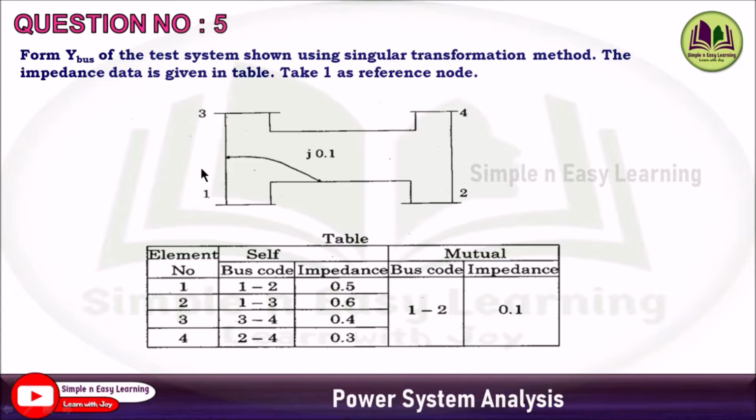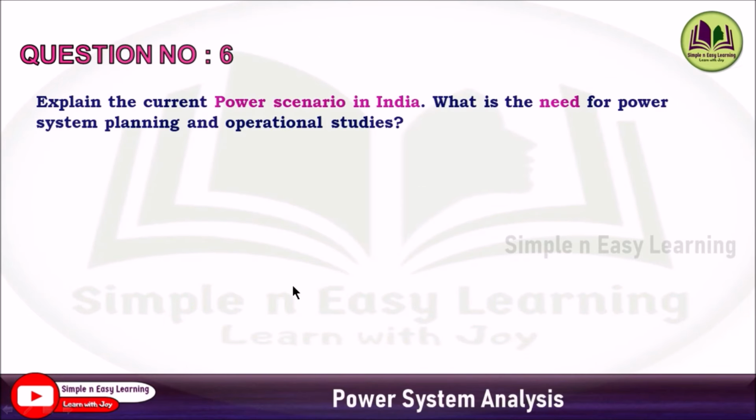This is a very standard problem and a very important problem. Study this problem. Here the mutual impedance is also considered, and we need to calculate the bus incidence matrix and primitive network, and finally find the Ybus matrix. And the last question is question number 6: explain the current power scenario in India and the need for power system planning and operational studies.